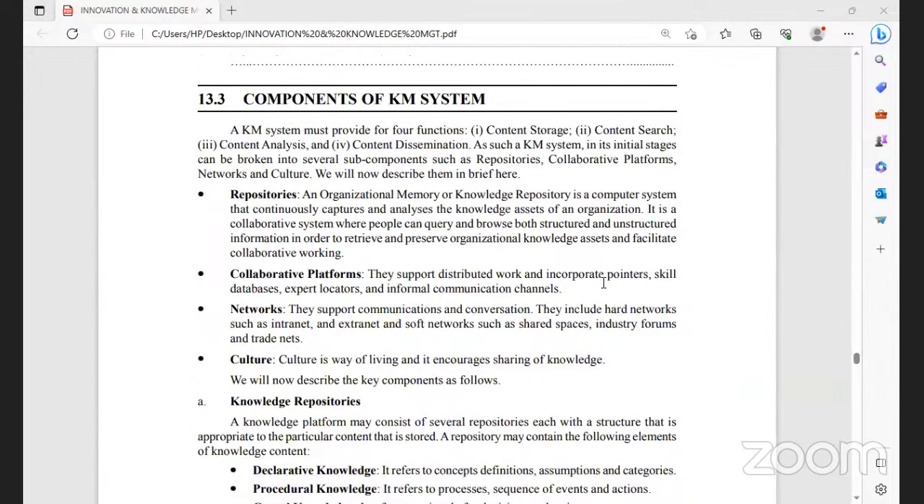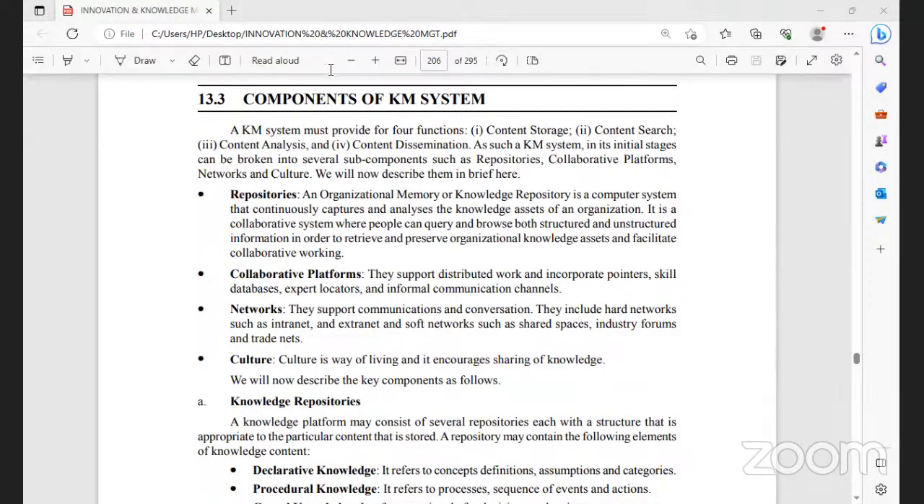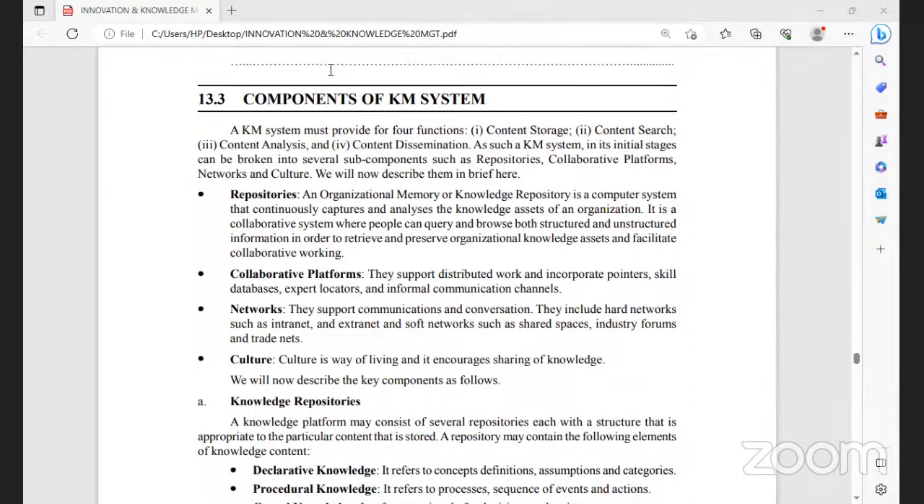Repositories. An organizational memory or knowledge repository is a computer system that continuously captures and analyzes the knowledge assets of a particular organization. It is a collaborative system where people can query and browse both structured and unstructured information in order to retrieve and preserve organizational knowledge assets and facilitate collaborative working.